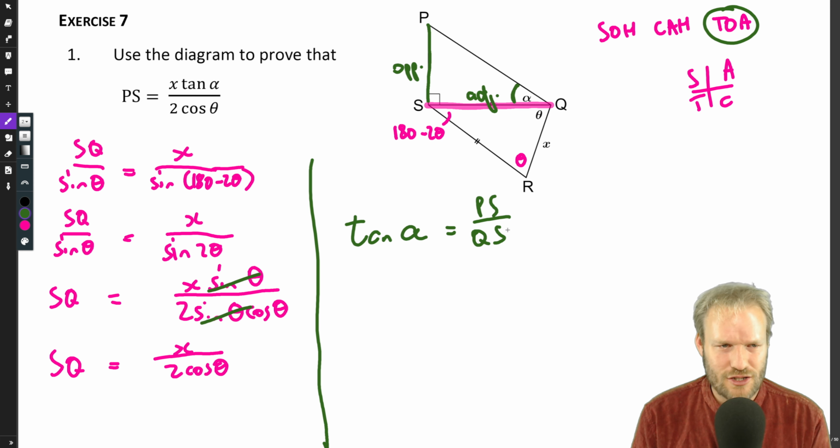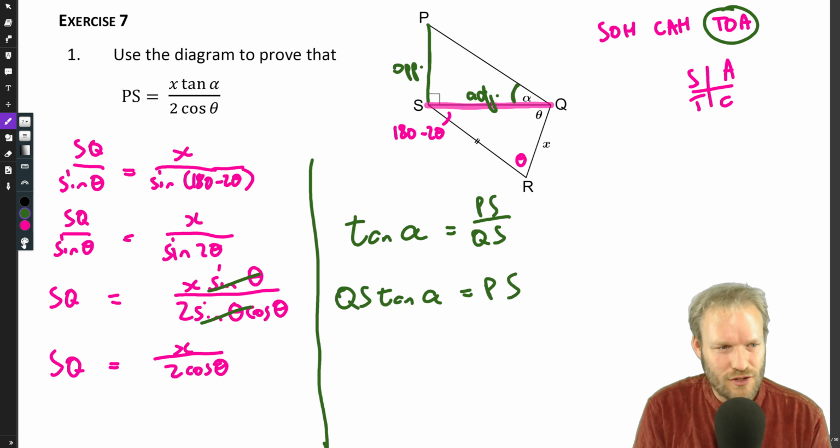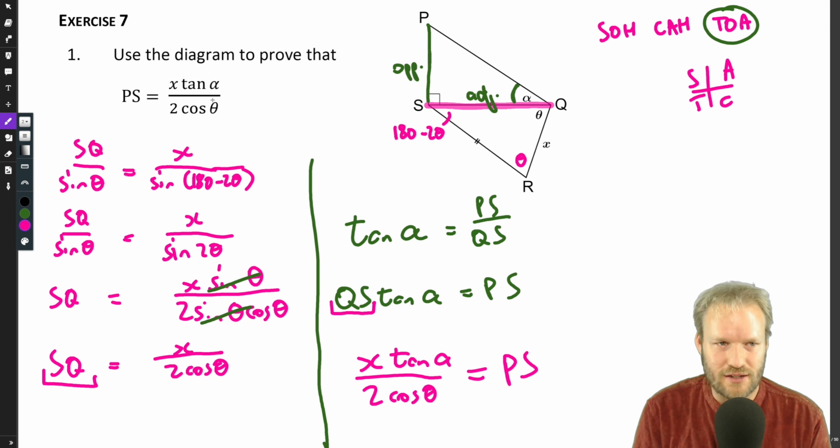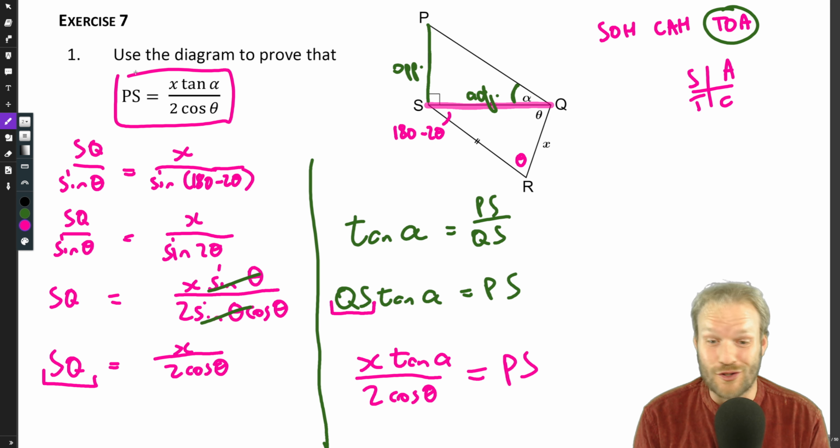Now we want PS to be the subject of the formula. So I'm going to manipulate this equation here equals PS and then substitute. So SQ or QS, same thing, is that over there. So we just need to substitute that in here. X over 2 cos theta times tan alpha. Well, that's what PS is, and whoop-de-doo, that's what we're trying to find. Okay, I'll see you in the next one.